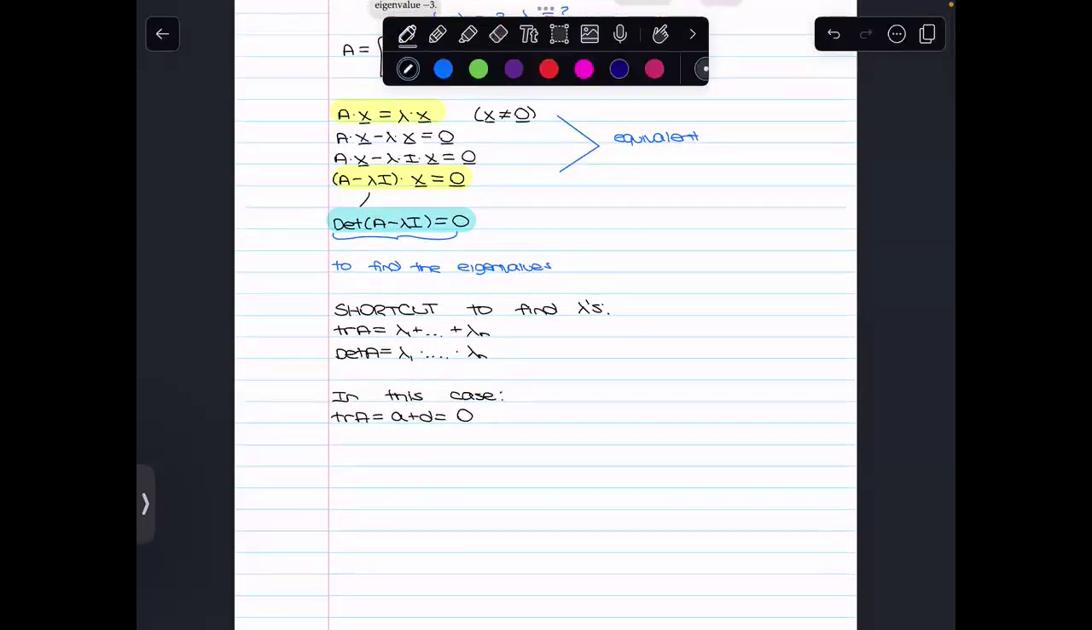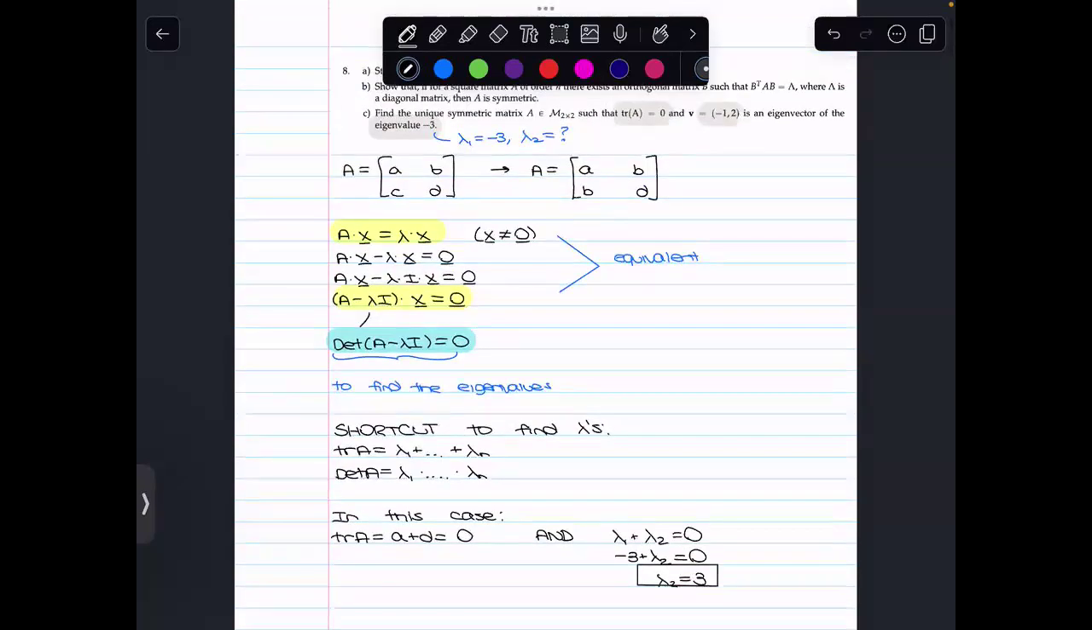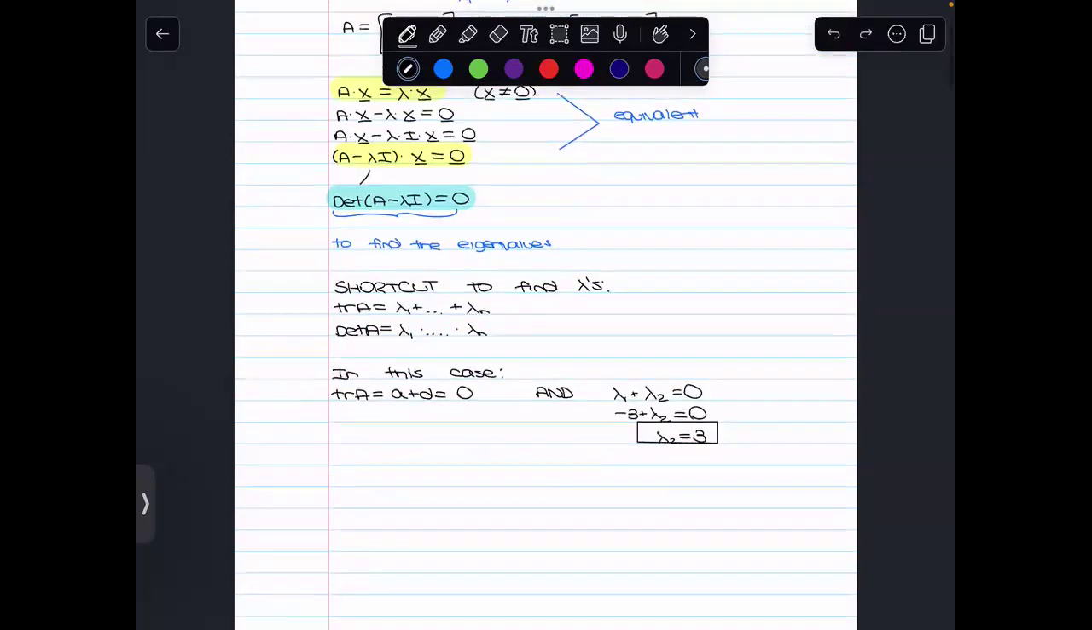And also the sum of the lambdas is equal to 0. So if one of the lambdas is -3, then we know that the other one is 3. Now this part they actually didn't ask us to do, but they wanted us to find the matrix. We're trying to find A. So basically we're trying to find A, B, and D. And for now we can say that A would have to equal -D.